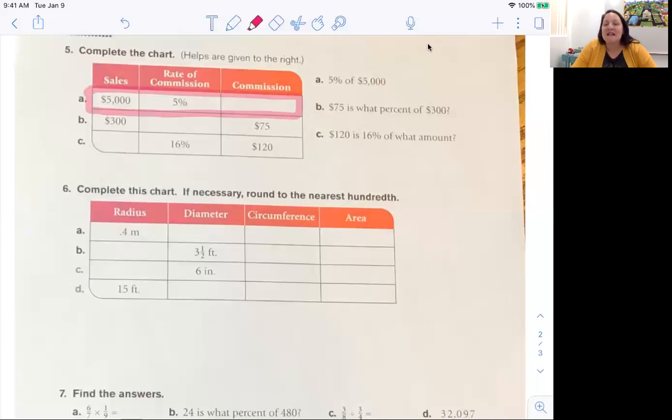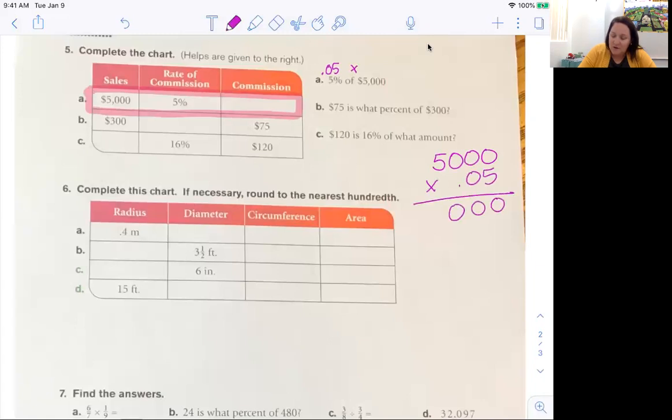Now it kind of tells us what to do on letter A. It says 5% of $5,000. What does of mean? What do we do when we see of? We multiply. And what about if I have a 5%? What do I have to do first? Change it to a decimal. So I'm going to do 0.05 times 5,000. Let's multiply. I'm going to do it right here. 5,000 times 0.05.